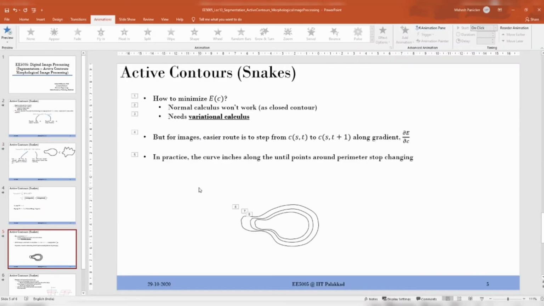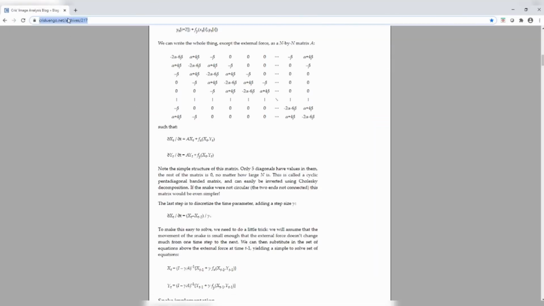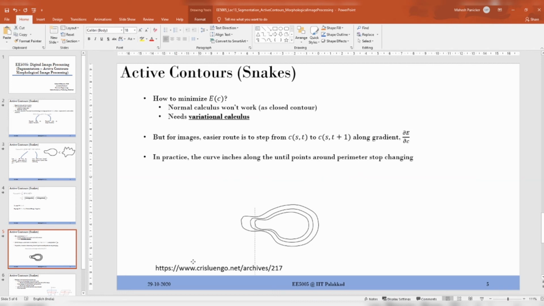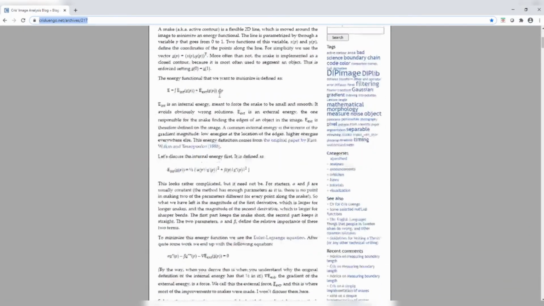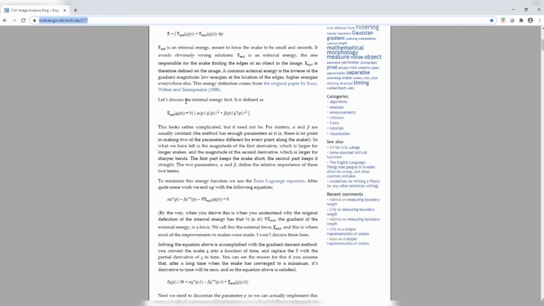No, I will explain that using a particular link. You can always go back to this link; let me put it in the slide itself so that I will not miss it. This has a very beautiful explanation and a simple implementation of the Snake's algorithm. Everything is the same: there's an internal energy and there's an external energy. Sorry for the terminology difference here. The curve is defined by S. Our C in the slides is S here, and our S in the slide is P here. Sorry for that confusion.